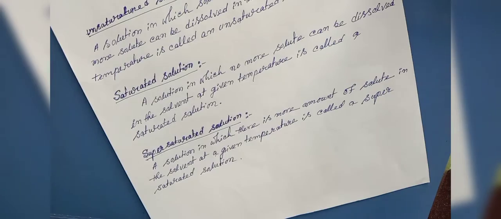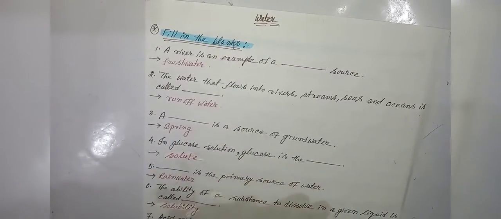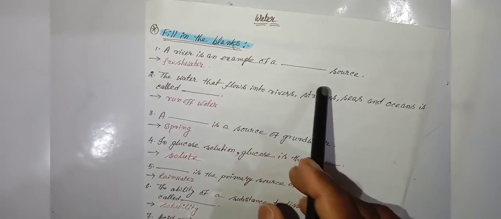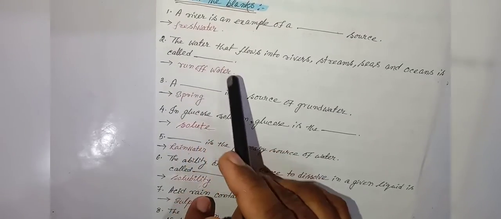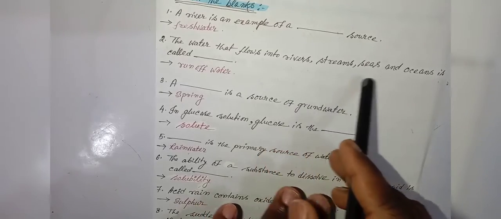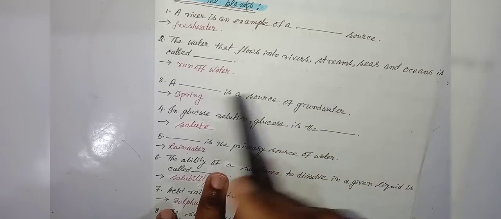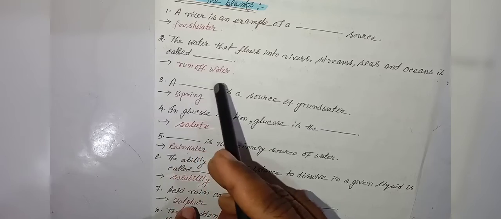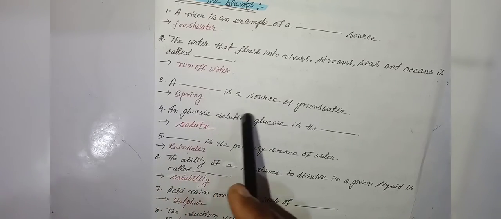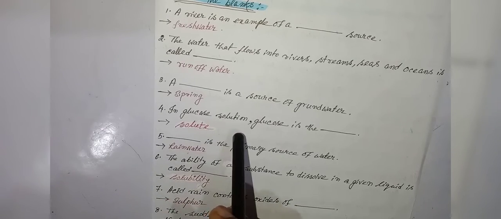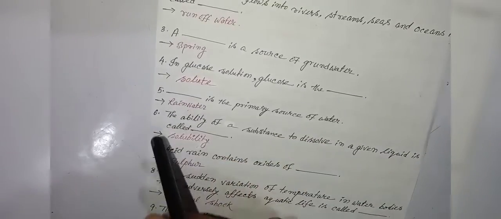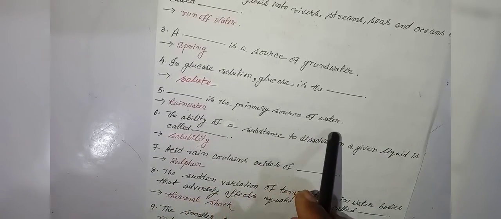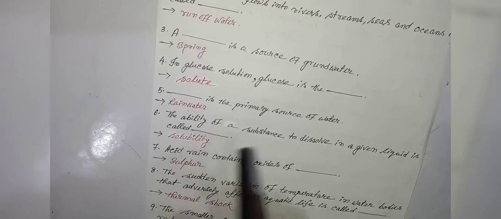Let's discuss the fill in the blanks. A river is an example of a surface source of fresh water. The water that flows into rivers, streams, seas and oceans is called runoff water. A spring is a source of groundwater. In glucose solution, glucose is the solute. Rainwater is the primary source of water.